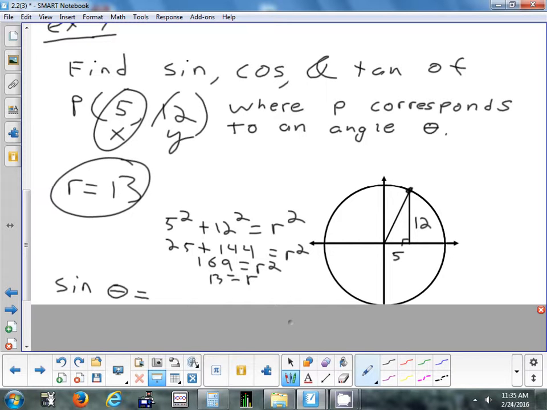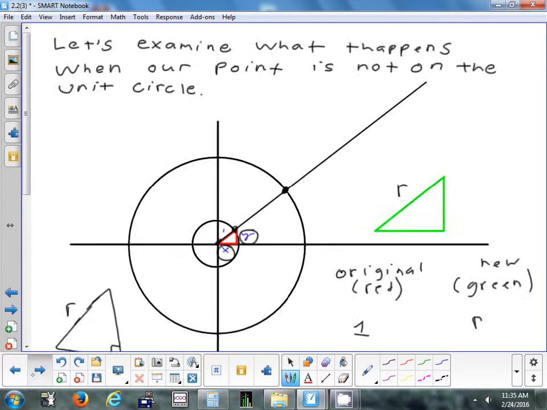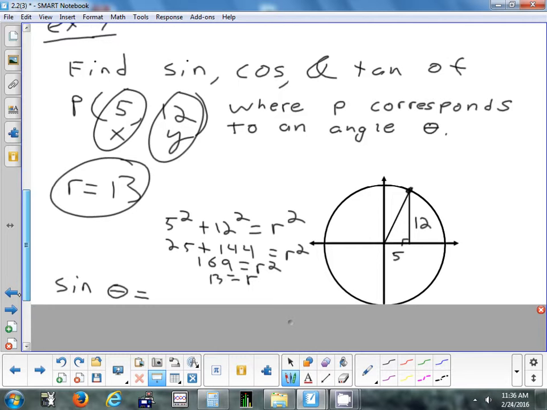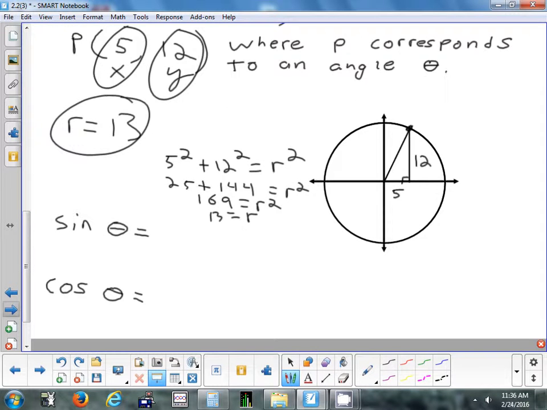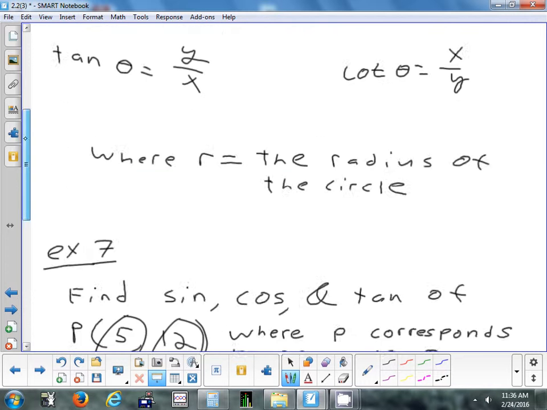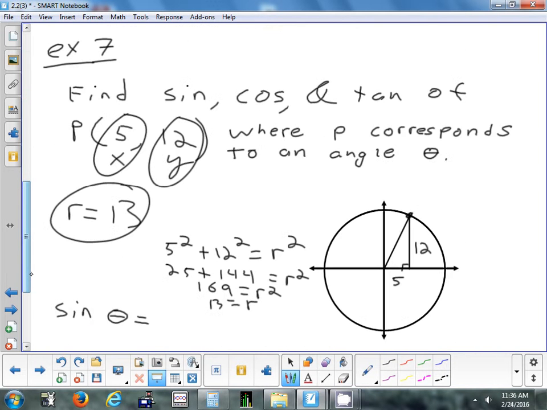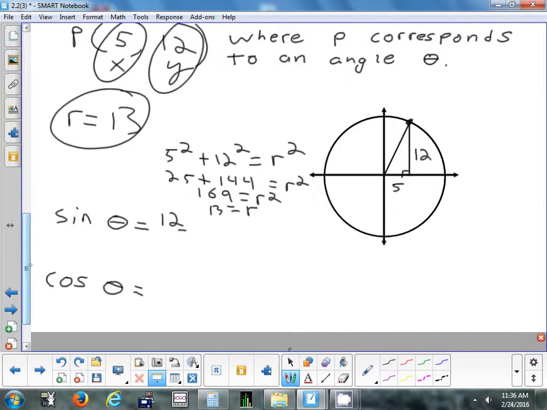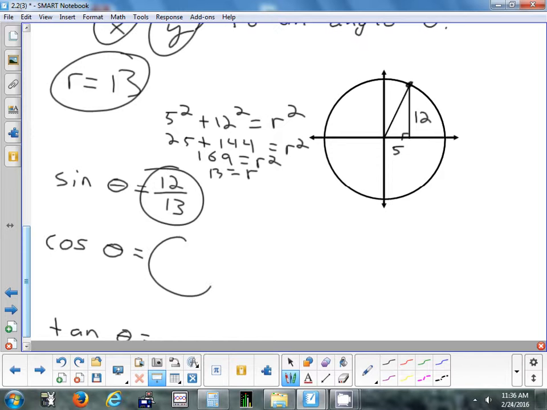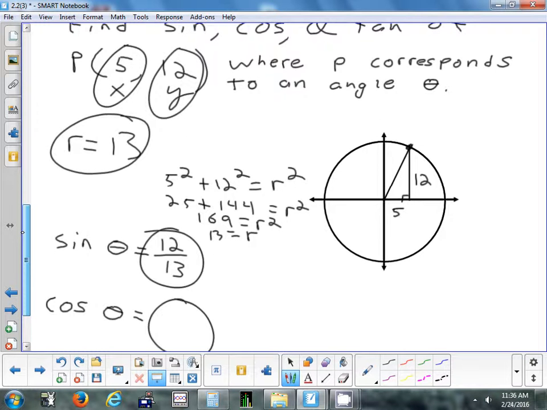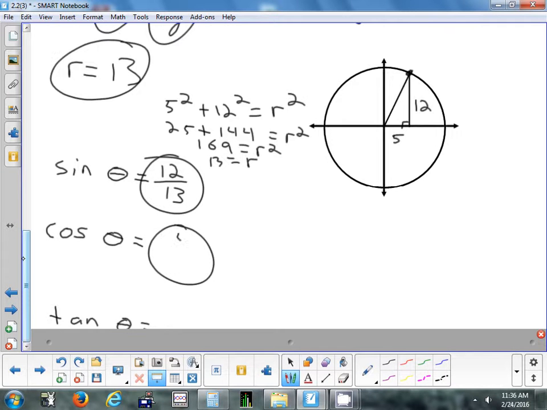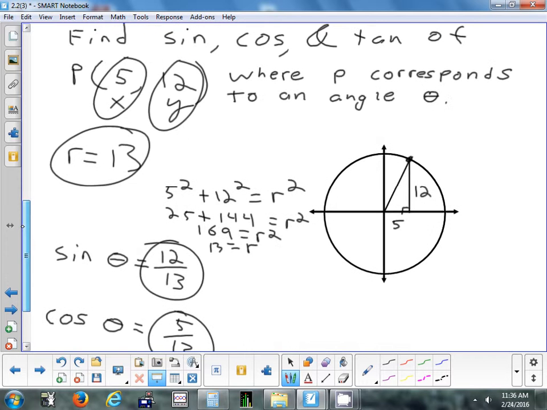So now I've got r, x, and y. Just fill into those formulas. All right, so my sine is y over r. So what's my sine? y divided by r. Y is 12. R is 13. And you're not going to have any square roots in this one. How about my cosine? Yep. x over r, or 5 over 13. And what about my tangent? 12 over 5.